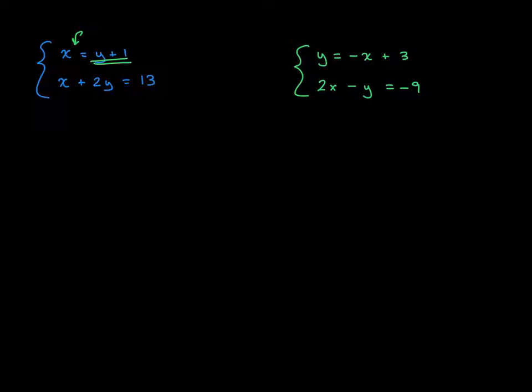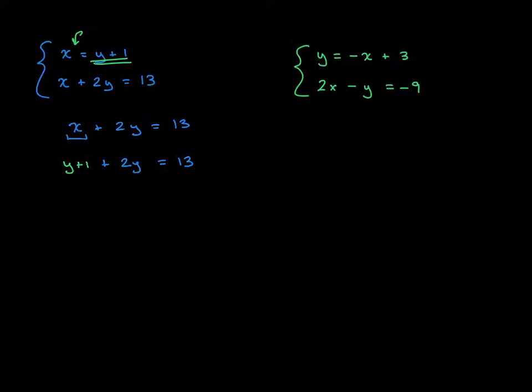So what I do is I go to the second equation, x plus 2y equals 13. Anywhere I see an x, instead of writing x, I can write y plus 1. So in here I write y plus 1, plus 2y equals 13. I'm just highlighting the fact that I have that y plus 1 there.